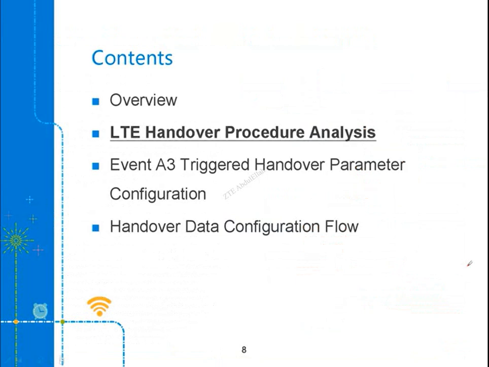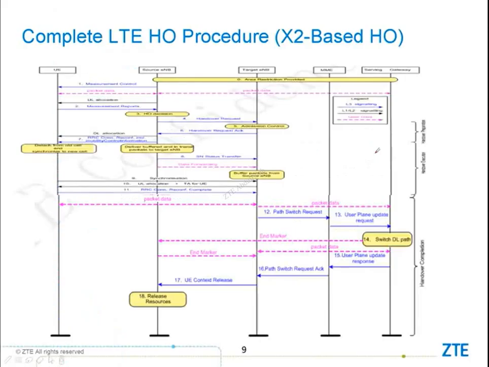We can see in the LTE system, we have intra-LTE handover and inter-RAT handover. And for intra-LTE handover, we also have intra-eNodeB handover and inter-eNodeB handover. And for inter-eNodeB handover, we have X2 based inter-eNodeB handover and S1 based inter-eNodeB handover. Okay, let's go to the second part, LTE handover procedure and analysis.